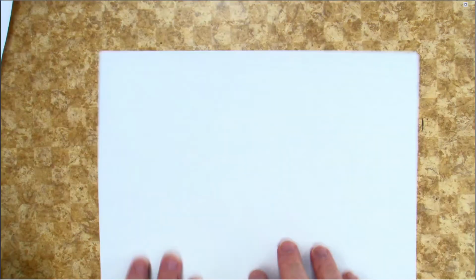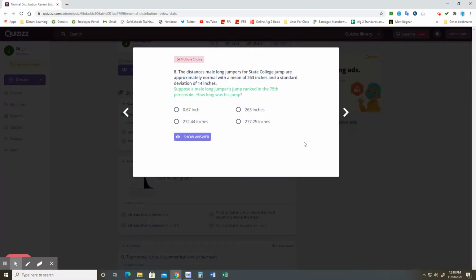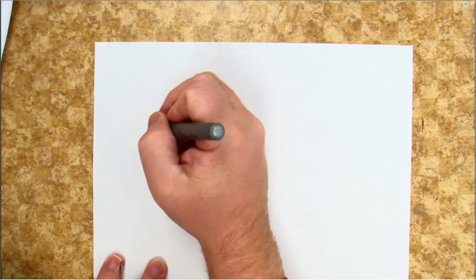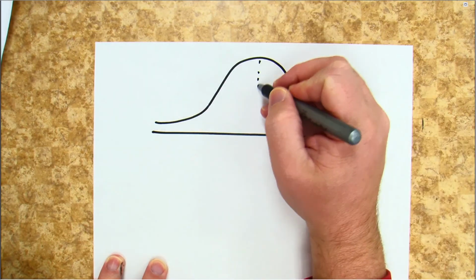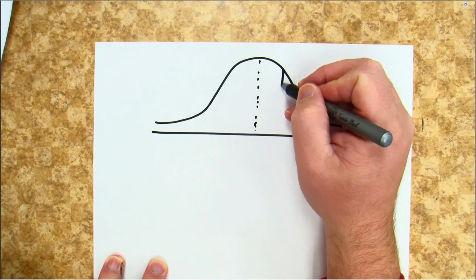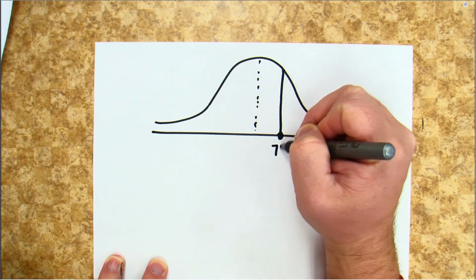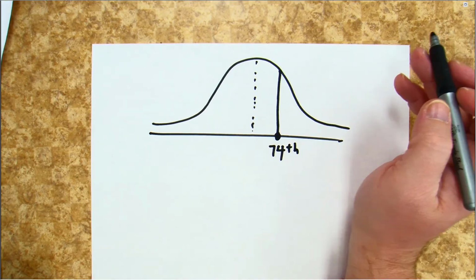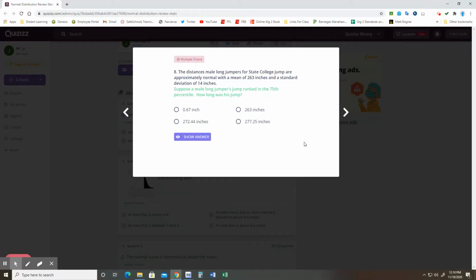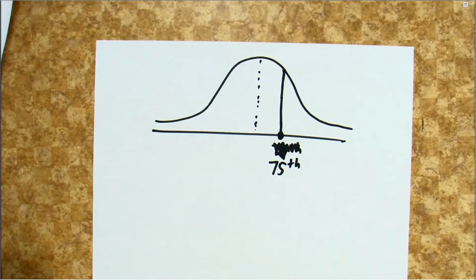I'm going to draw a little picture for this one, just to give you the visual of the whole thing. Let's just pretend that this right here is the 74th percentile. The question says, suppose, 75th, I apologize. 75th percentile, that's what they wanted. Suppose a male long jumper ranked in the 75th percentile. How long was his jump?